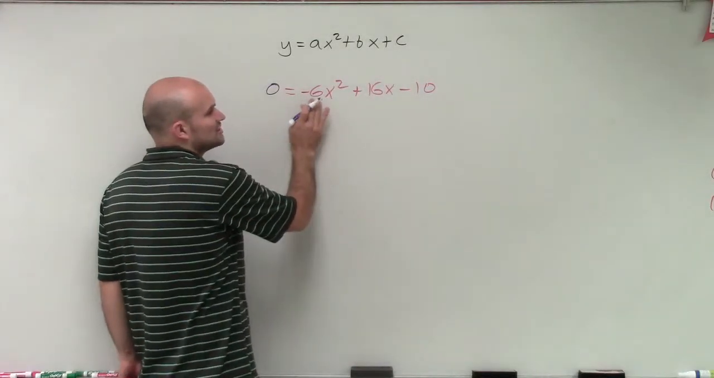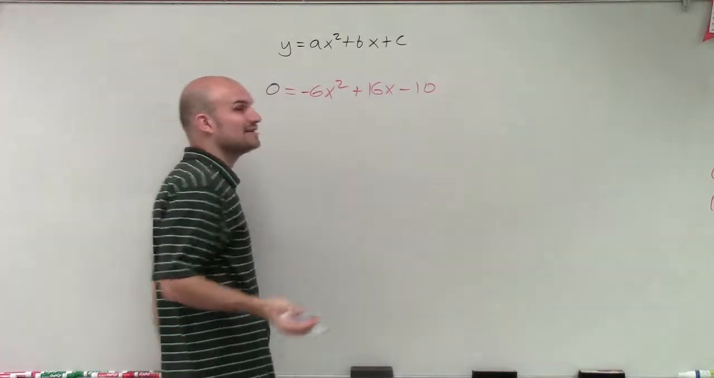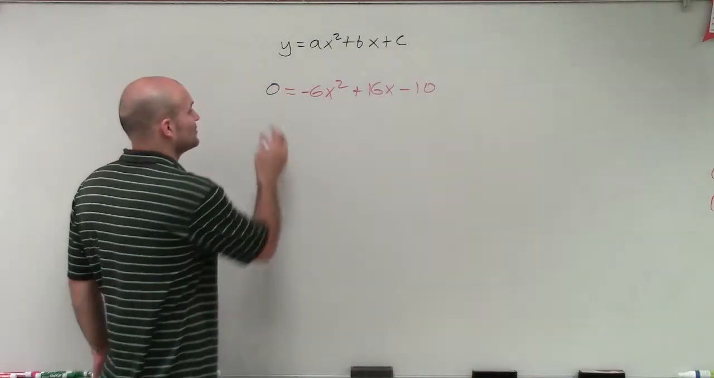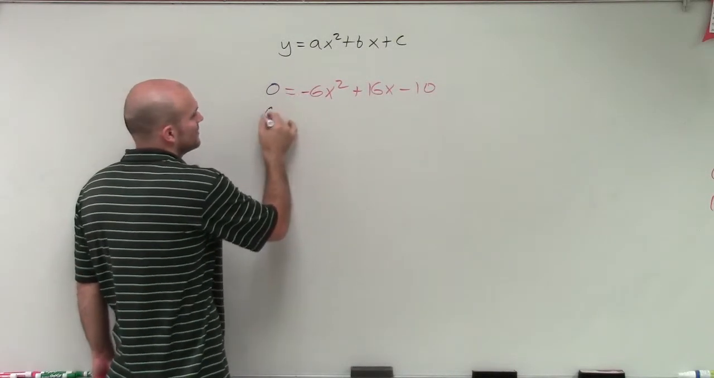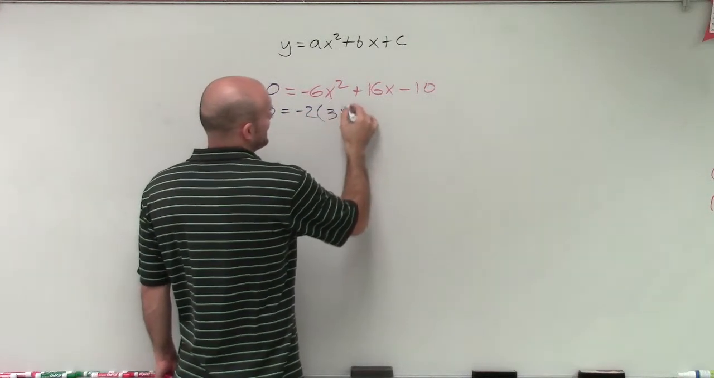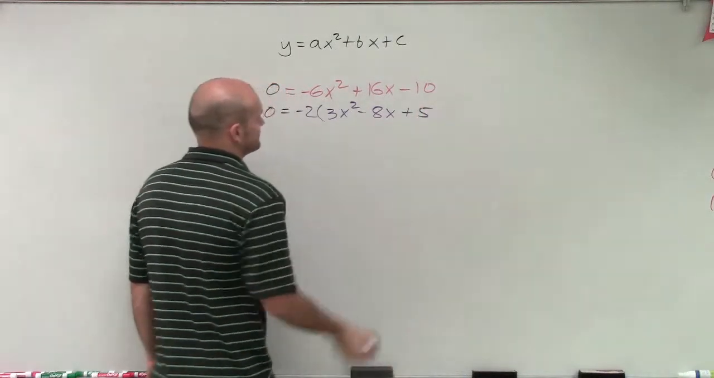And we usually like to get our GCF so our a is equal to 1. But in this case, I can't factor out a -6. So I'm just going to have to factor out the greatest common factor, which in this case looks like it's only going to be a 2. But I want to factor out a -2 because I'm going to want to make this positive. So when I factor out a -2, I'm left with 3x squared minus 8x plus 5.